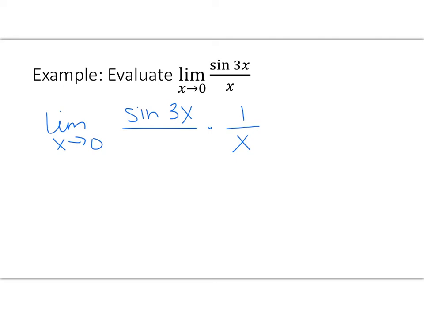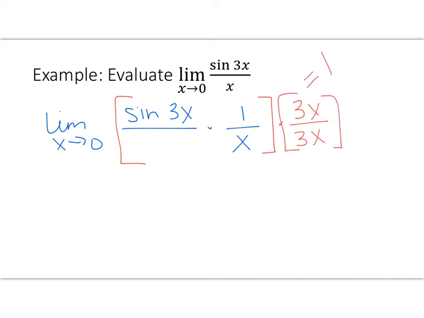Now remember, if I'm working with a fraction, as long as I do the same thing to the numerator and the denominator, everything's totally legal. So I'm going to multiply this by 3x over 3x. That's just equal to 1. So I'm not changing it, but I am going to make it look a little bit different when I do that. And now I'm just going to restructure it a little bit.